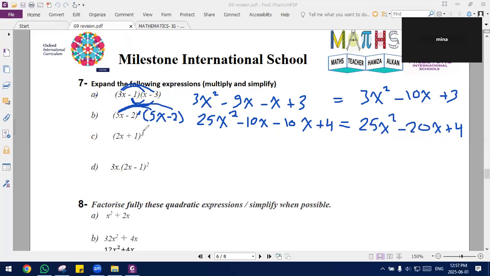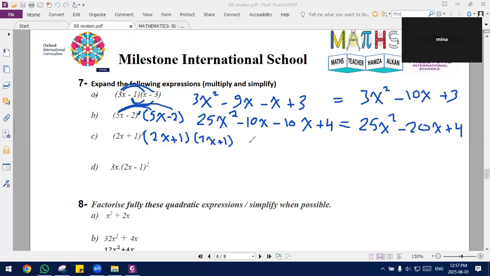This one is written to the power of 3. What does that mean? Cube. So how many times I write the bracket? 3 times. Okay, so multiply the last two brackets, 2x plus 1 and 2x plus 1. Multiply those first.